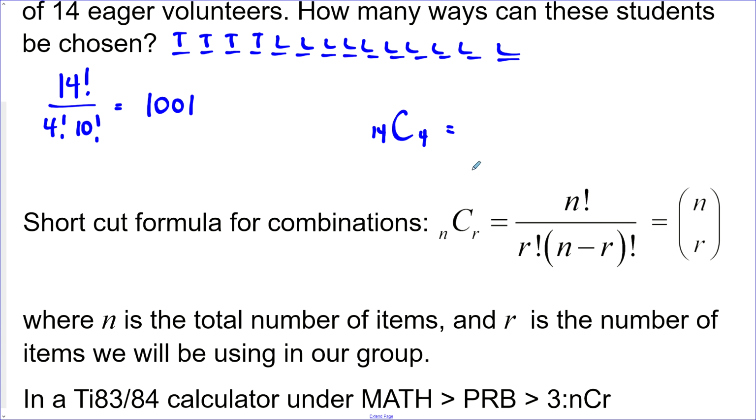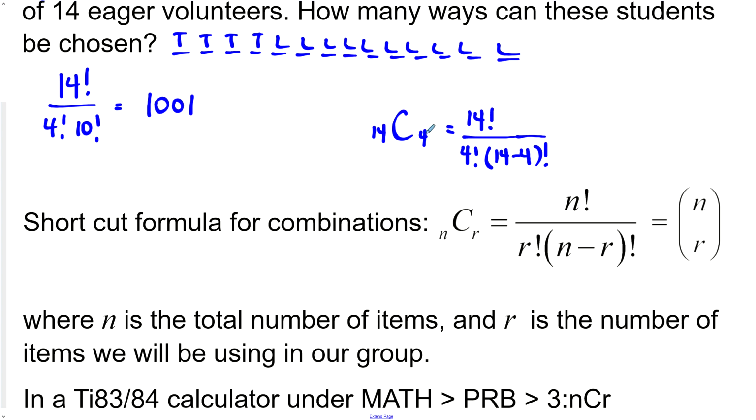This n here is the n here. So this is 14 factorial divided by r factorial. So that would be this right here is r. And then we've got n minus r. So that would be 14 minus 4 factorial. And you can see that this is the same as this.